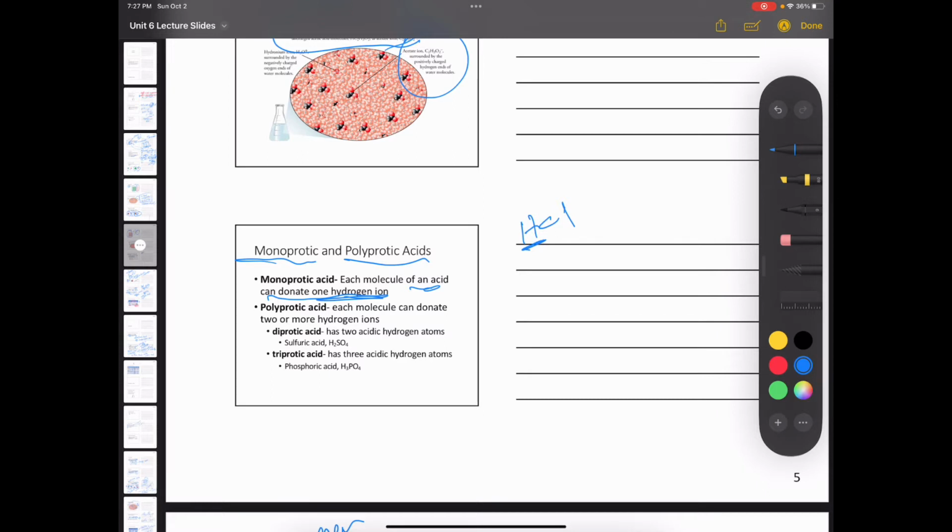When it comes to polyprotic acids, it could be a diprotic acid, something like H2SO4. The reason it's di is that I have two hydrogen ions that can potentially be lost, the acidic hydrogens. Or it could be a triprotic acid, something like phosphoric acid, H3PO4. Again, it's tri because I have three hydrogens that I can potentially lose at three different dissociation steps. We will look at the dissociation of the diprotic and triprotic acids shortly.